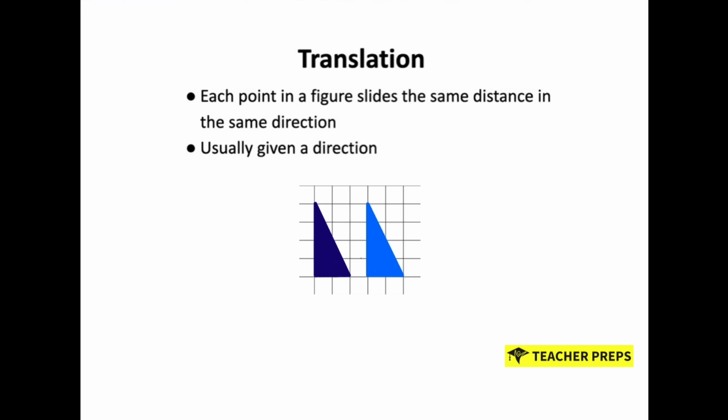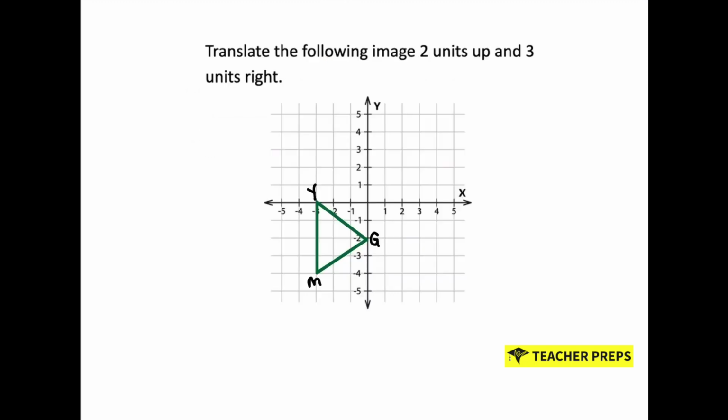In a translation, each point in a figure slides the same distance in the same direction. The way I remember it is that translation has an SL and slides has an SL. Usually you're given a direction, such as 2 places to the left. Let's go through a translation problem together.